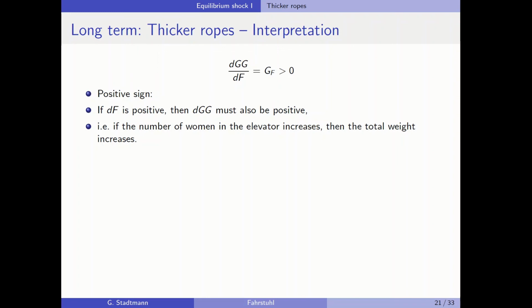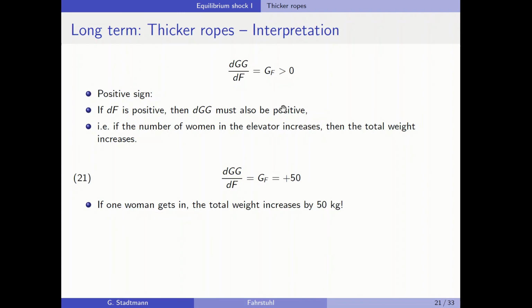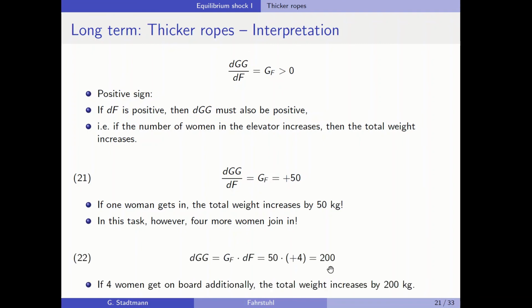It implies that when some additional women are entering the elevator, then the capacity has to be adjusted upwards because the total weight increases. By how much does the total weight increase? In case that only one woman arrives, then the weight increases by 50 kilograms. But in our example, 4 more women are boarding the elevator. Therefore, we have to put df on the other hand side of the equation, and we get the information that the capacity has to be increased by 200 kilograms.